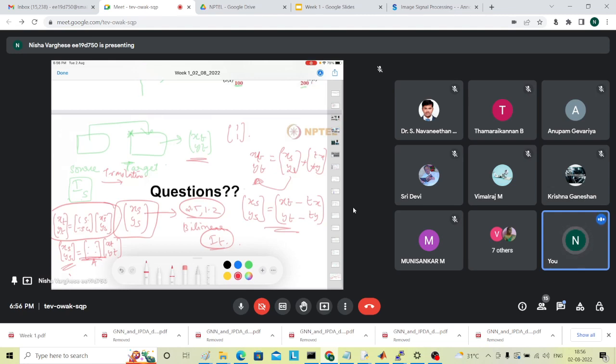You can use any arbitrary value of the rotation angle. Then for the third question, you have scaling, which is also straightforward. So this is all about week 1. If you have any doubt, you can ask on theory questions or problems or the assignment.